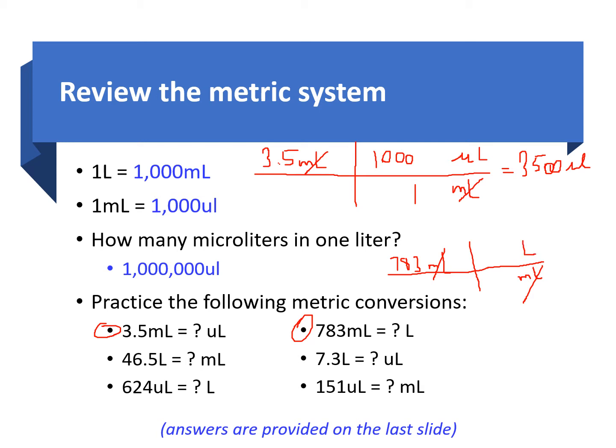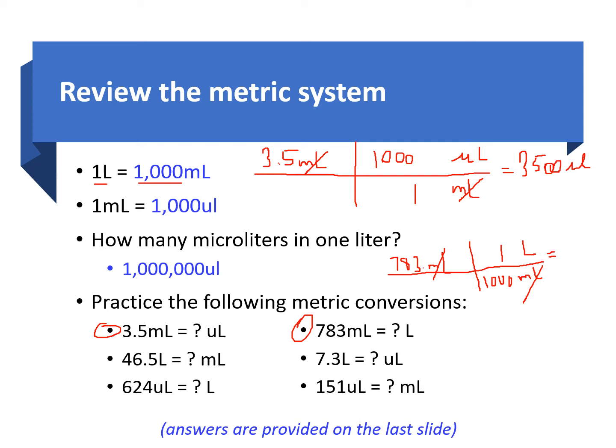Now the larger unit gets the 1, so a liter is way larger than a milliliter, so I put the 1 right here. Now 1 liter is equal to 1,000 milliliters, so I'm going to put 1,000 down here. Okay, so now what am I going to do? Now I'm going to divide my 783 by 1,000.